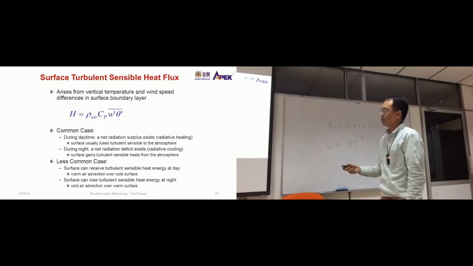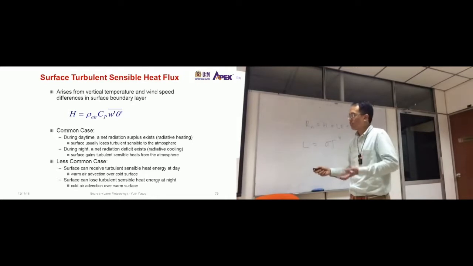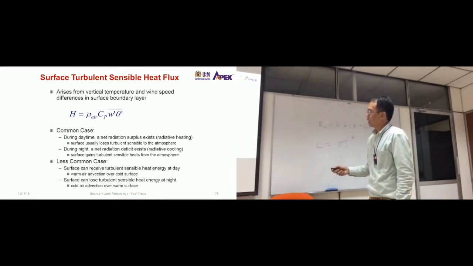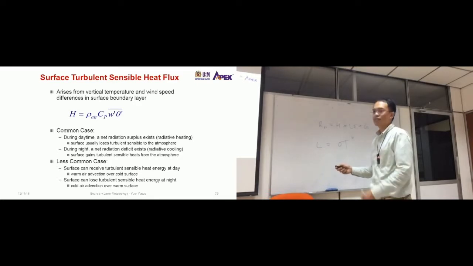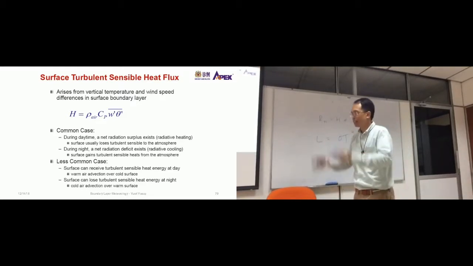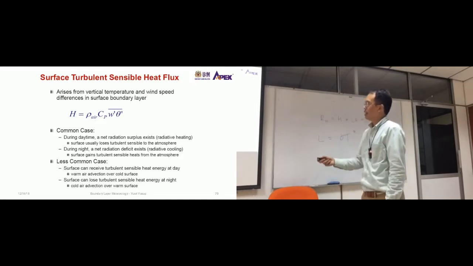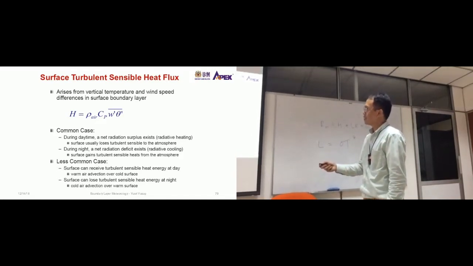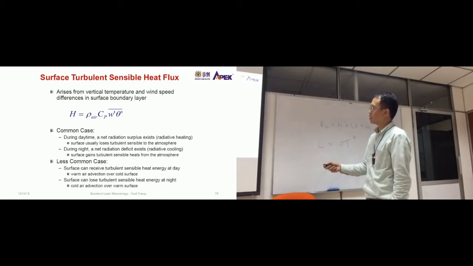Now during daytime, the sensible heat, the dry heat that gets released from the surface, a net radiation surplus exists. That means radiative heating. That means the surface is being heated. The surface usually loses turbulent sensible heat to the atmosphere. During the day, sensible heat will be released from the surface. At night, a net radiation deficit exists. That means radiative cooling. So the surface gains turbulent sensible heat from the atmosphere.